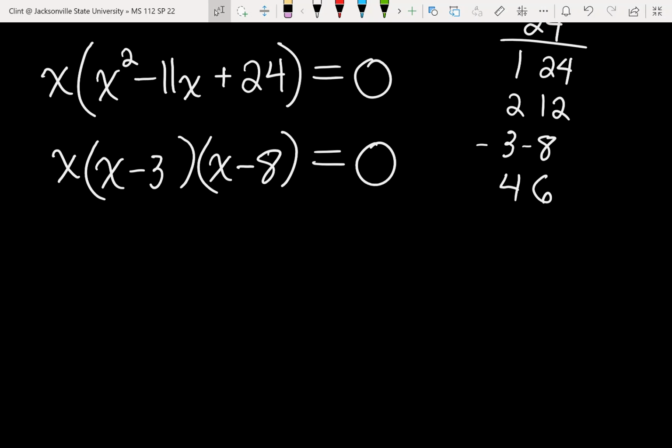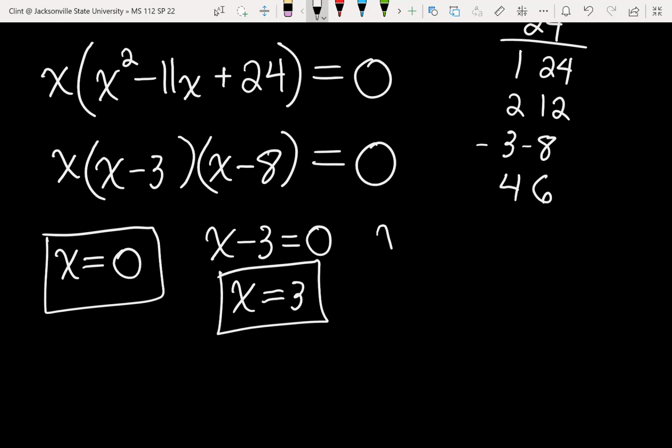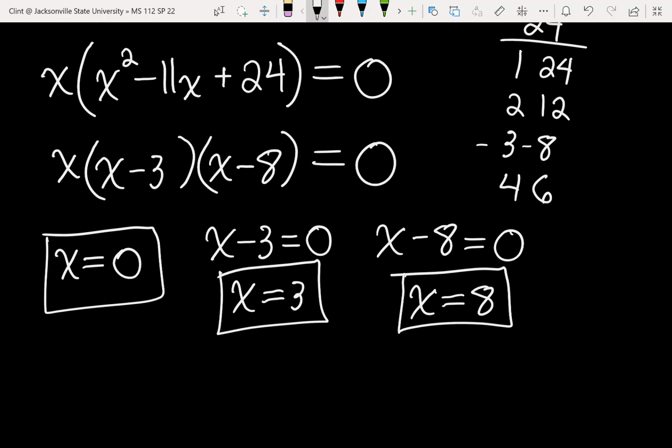If we do it that way, it's a little shorter than the quadratic formula, because now we just have 3 equations. One's x equals 0. That one's already solved for us. One's x minus 3 equals 0, so x equals 3. And the last one, x minus 8 equals 0, so x equals 8. 3 solutions on that one.